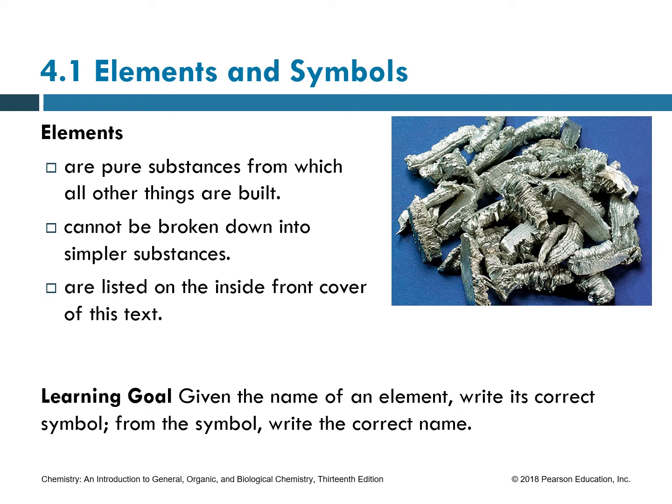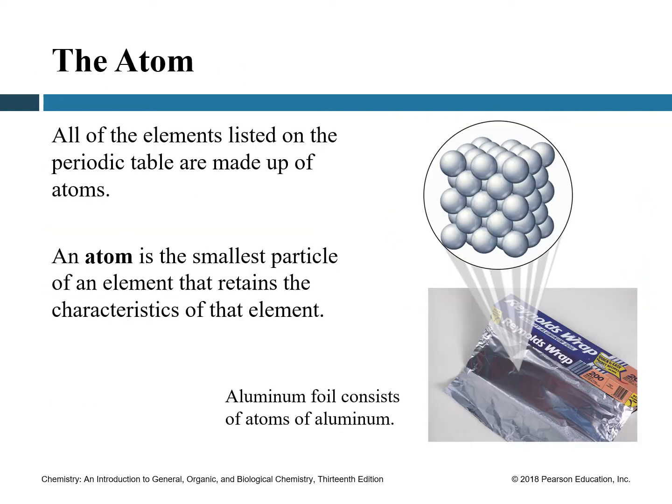So elements are pure substances from which everything else is built off. Every substance that you see is basically composed of either a pure element or a combination of different elements. And elements cannot be further broken down into any simpler substance. All the elements that exist are composed of a unit which is called an atom.